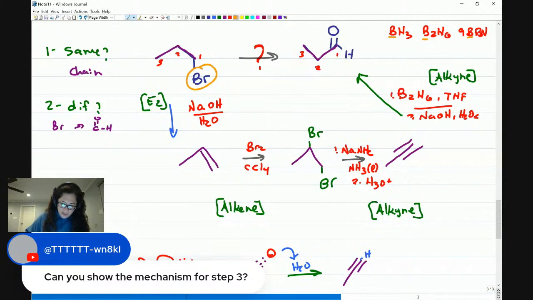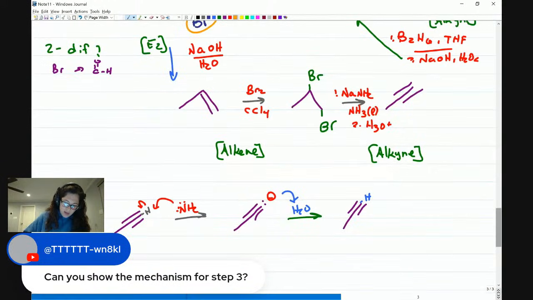Question: can you show the mechanism for step 3? We're not going to go into mechanisms today just because I want to get through quite a few synthesis. Step 3, 1, 2, 3. This one right here. So I'll just kind of fly through it. What happens is you have a hydrogen here, a hydrogen here, and a hydrogen here. Each time you bring an NH2 minus in, the NH2 grabs the hydrogen, collapses, kicks it out. It almost looks like an E2 reaction, except it happens to both hydrogens and both bromines, and then the third one just gets grabbed off.